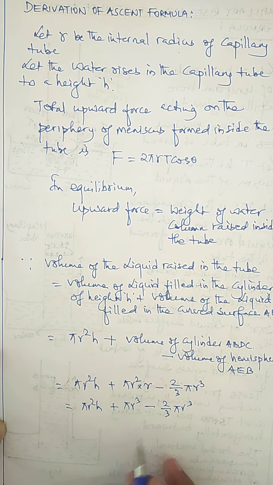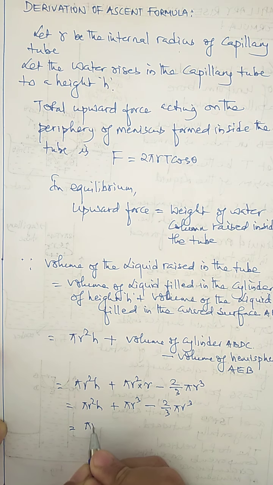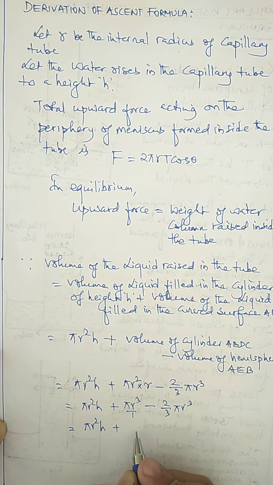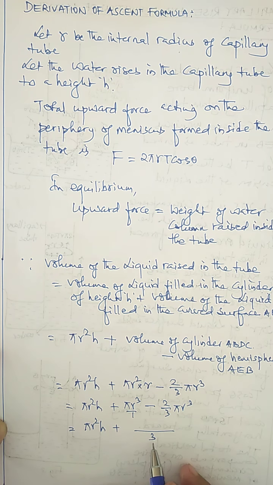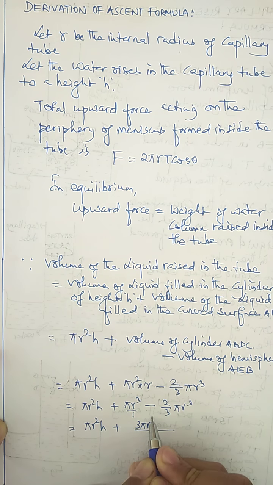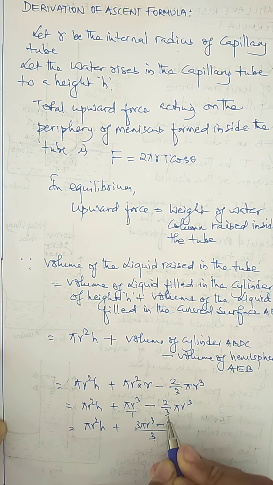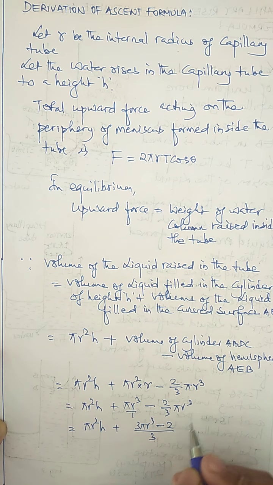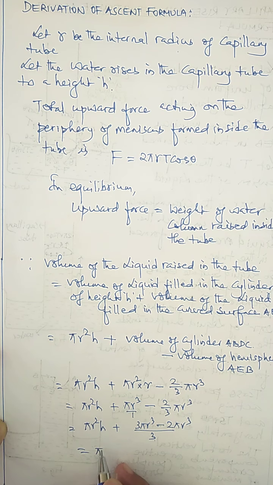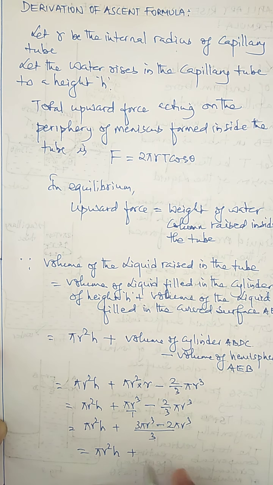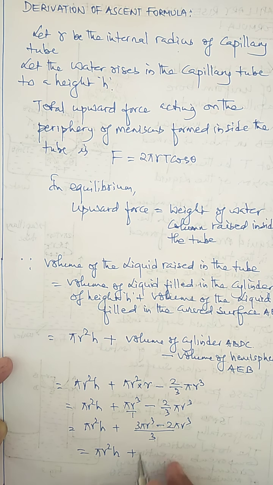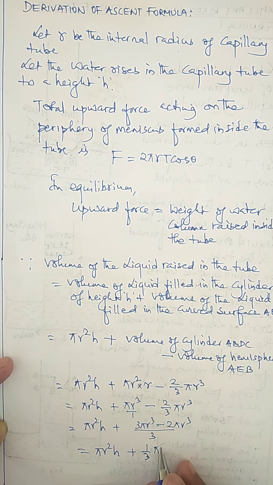Okay, now we can simplify this again. So pi r square h. Now if I take the LCM of 1 and 3, the LCM is 3. So 1 divided by 3 is 3, 3 into pi r cube means 3 pi r cube, minus 2. 3 divided by 3 is 1, 1 into 2 pi r cube means 2 pi r cube. So it will be pi r square h plus 3 minus 2, which is 1. So this is simply 1 by 3 pi r cube.